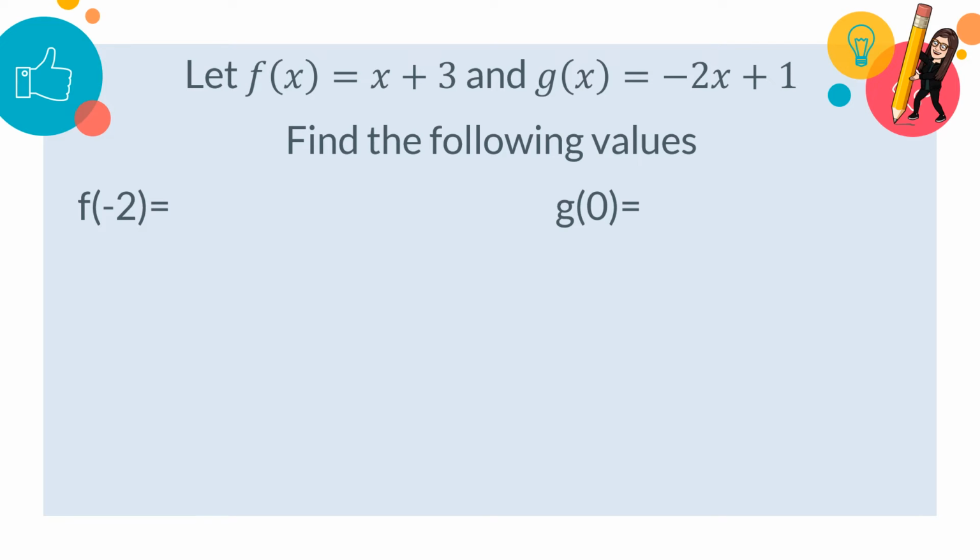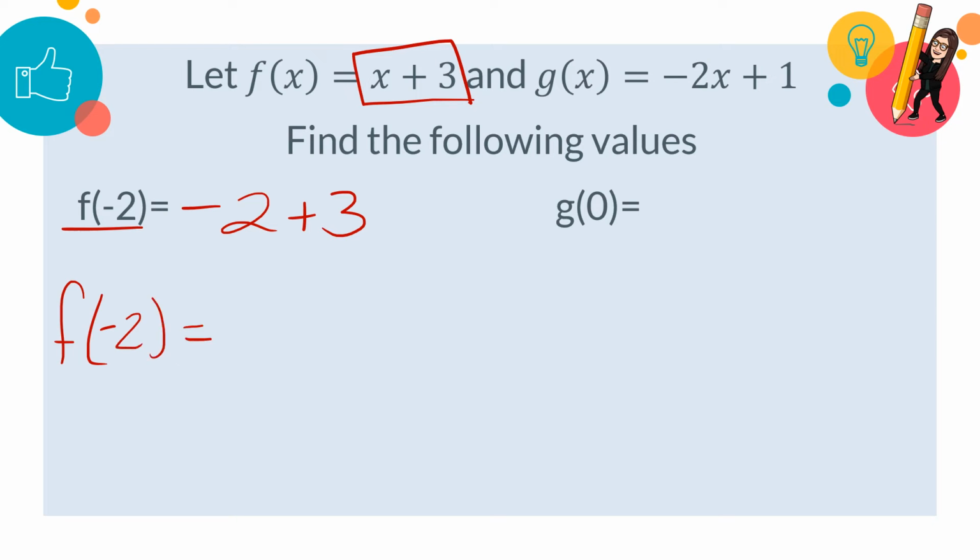Let's take a look at this one. F of -2. We're going to take the F rule, and instead of x, plug in a -2. -2 plus 3 is 1. So the calculations will be kept pretty simple. It's more of the idea of what are we plugging in and into what rule. That's what we need to work on.